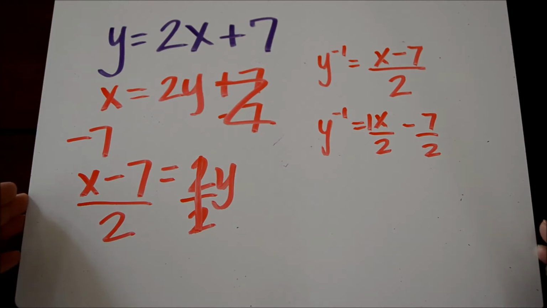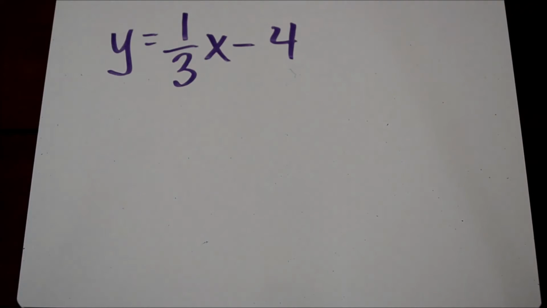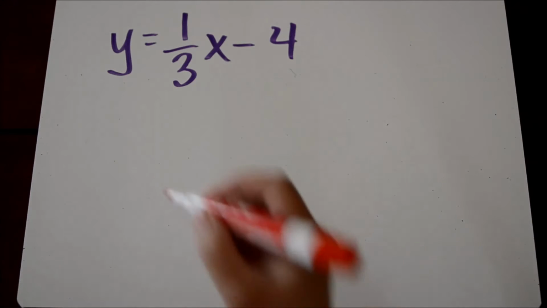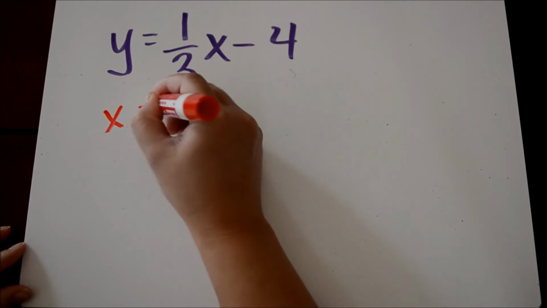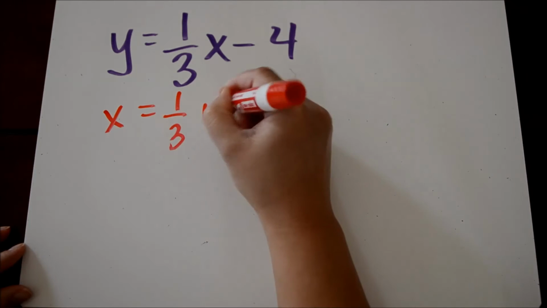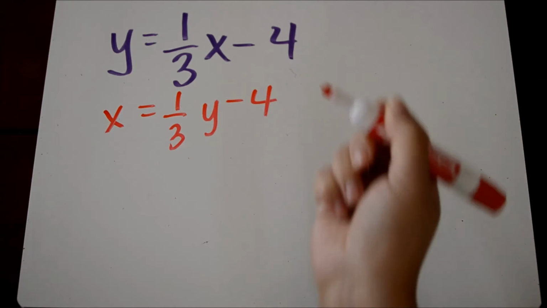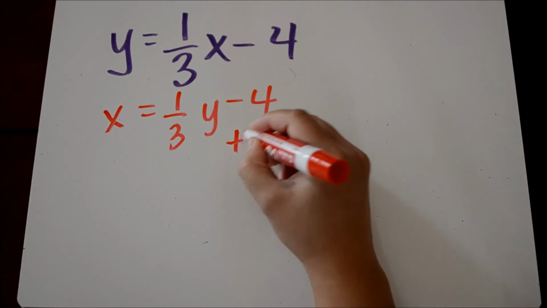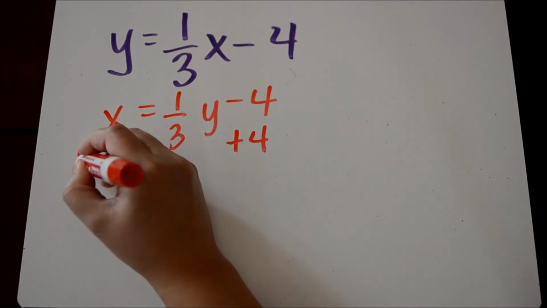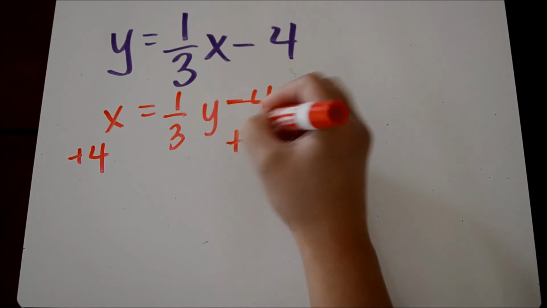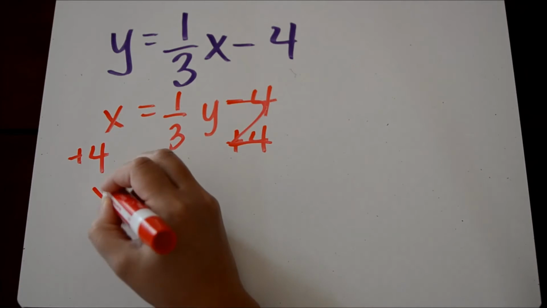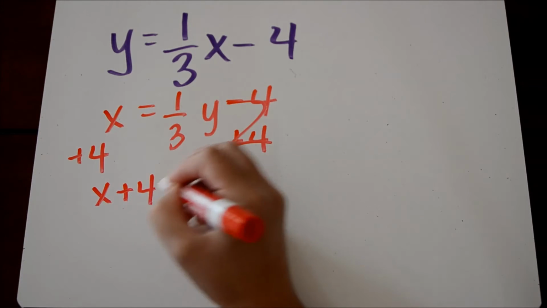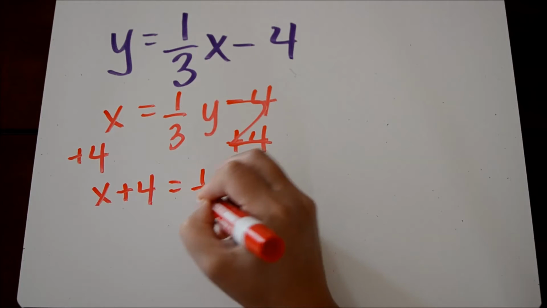Let's take a look at our next example. Again, the first step we'll do is switch our x and our y values. And then we're going to use inverse operations to solve for y. So first we'll add 4 to both sides to get rid of our constant. It zeroes out here. We have x plus 4 is equal to 1/3 y.